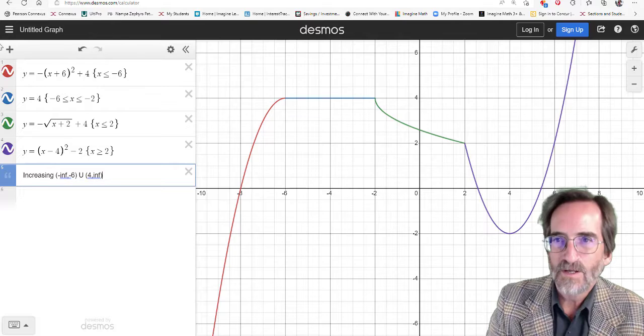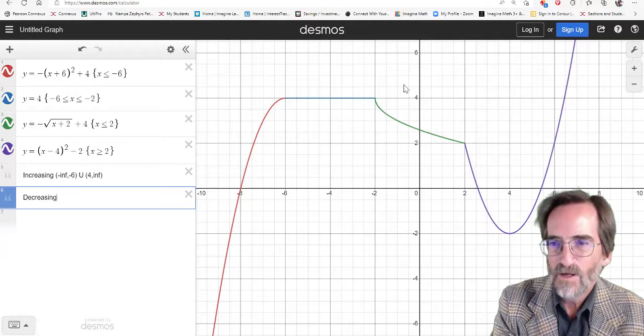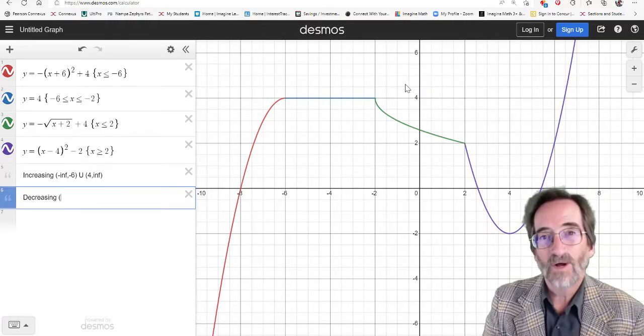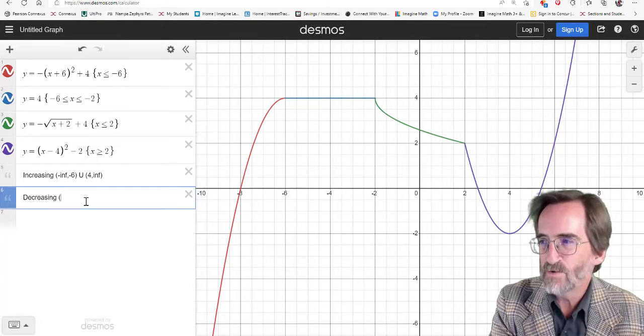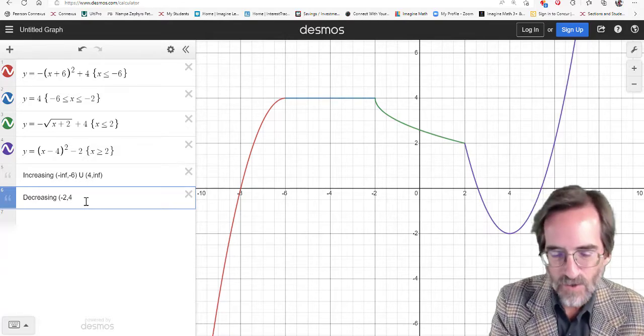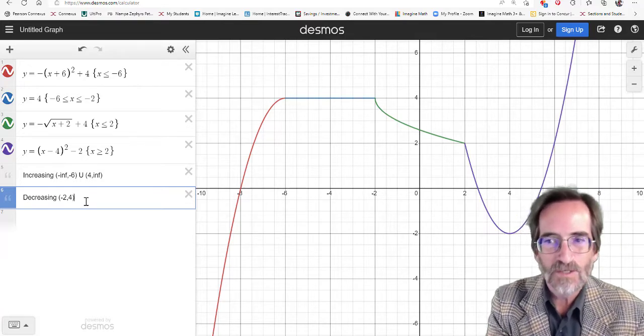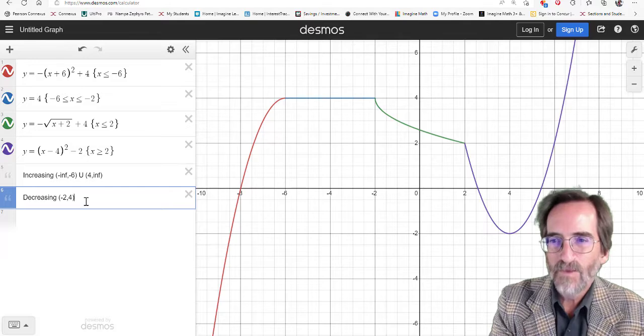Where it's decreasing, going from left to right, I need to insert a note. Decreasing is where it's going down as we ride from left to right. That's the green and the purple all the way up to the point 4. So it's decreasing from -2 to +4. Now, by the way, at 2 and at 4, it's neither decreasing nor increasing. You might say it is momentarily constant because it has a 0 slope, right? It's flat, it's level. Okay? All right, that's where it's decreasing.